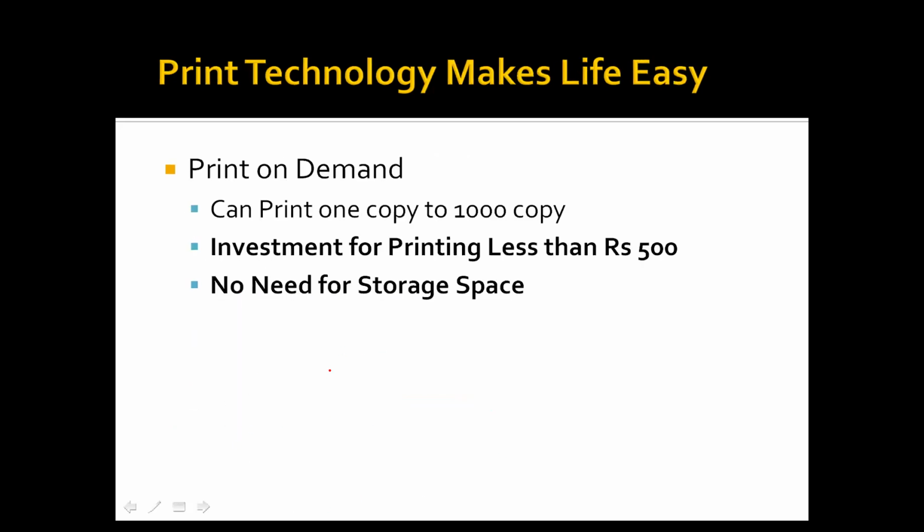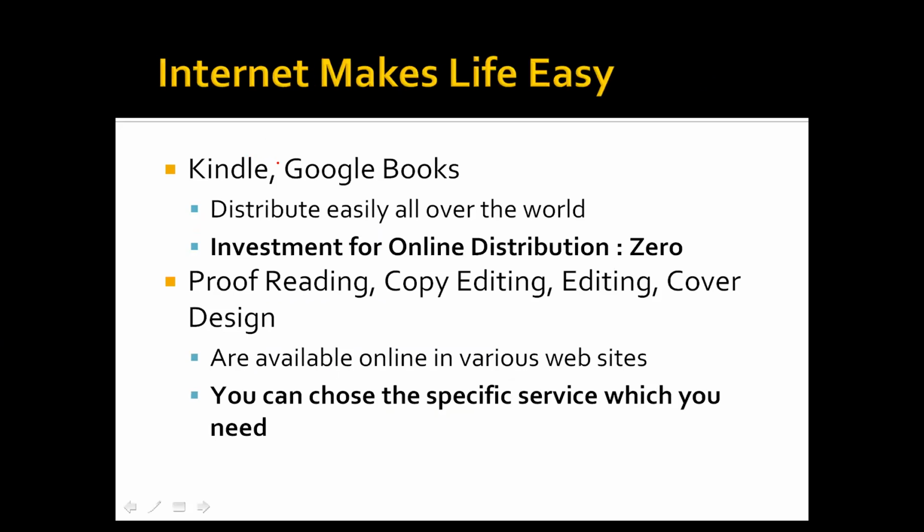Earlier you needed to print 1,000 copies, so you had to shell out say 30,000 or 40,000 rupees for printing alone. Today you can just print 12 copies. Even if it is a 100-page book, you can print it for 1,000 rupees and then distribute it very easily. Also, with the advent of Kindle and Google Books, you can distribute all over the world. The investment for online distribution is zero. If you are going to print your book, you need to spend some money. If you are going to publish it online, the investment is zero.